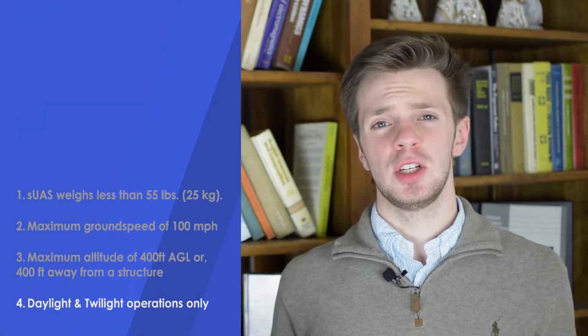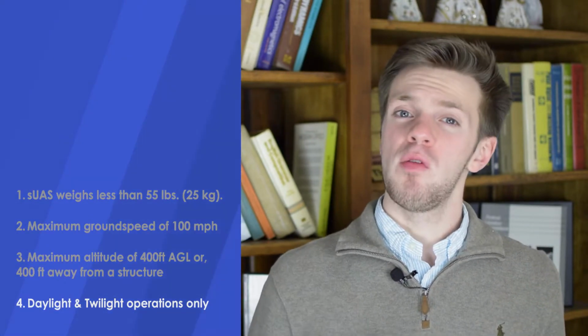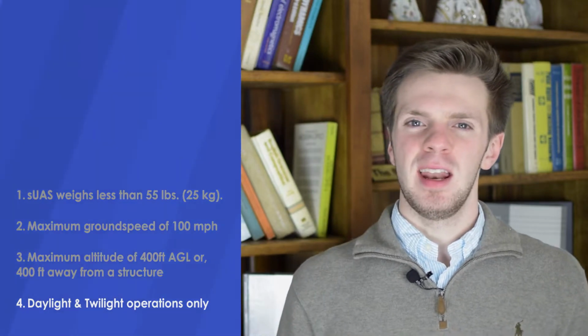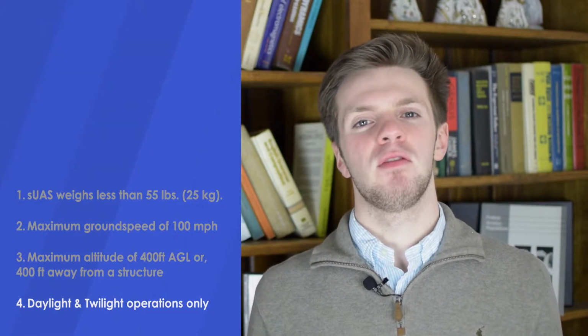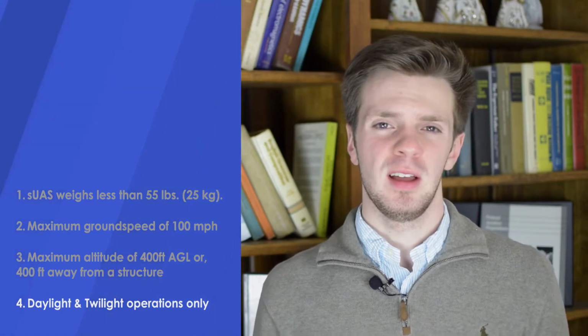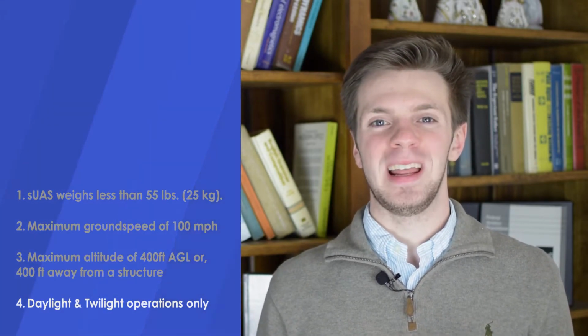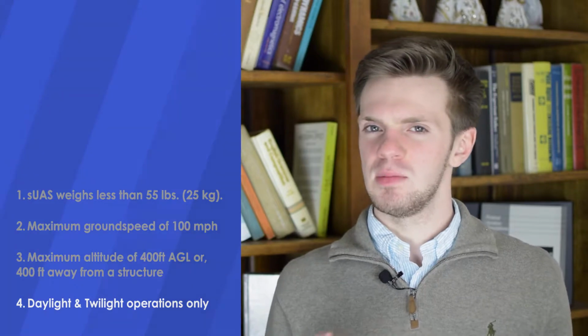Number 4 is that your operations are daytime only operations. However, you can also operate during civil twilight. Now this is 30 minutes before and 30 minutes after sunrise and sunset accordingly. And it does specify that you have to have appropriate anti-collision lights, although what that means may be a little iffy.